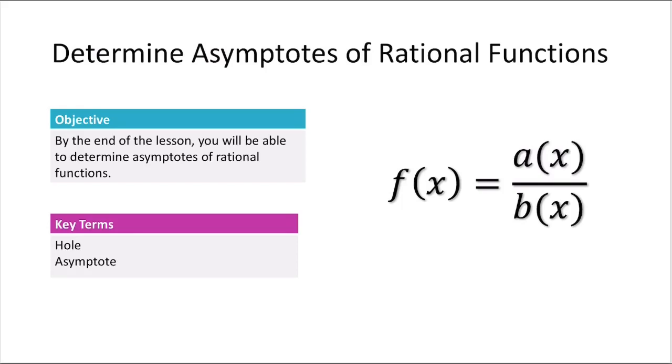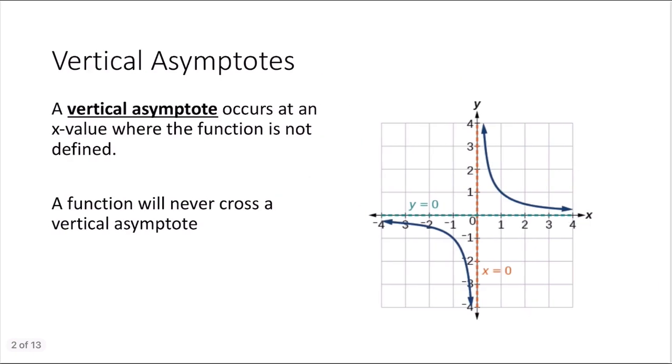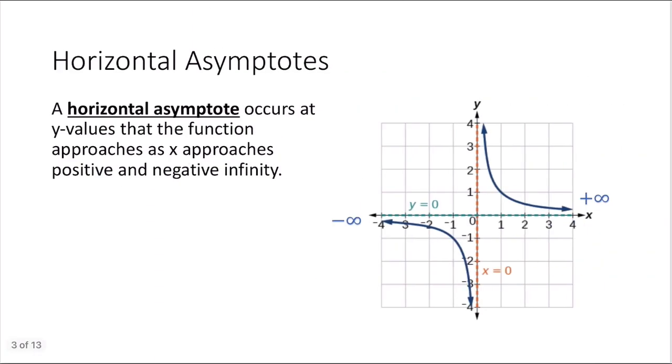In this video, we're going to talk about how to determine asymptotes of rational functions. So remember, vertical asymptotes will occur at an x value where the function is not defined. So a rational function will never actually cross a vertical asymptote. A horizontal asymptote will occur at a y value as the x values tend to infinity, okay?